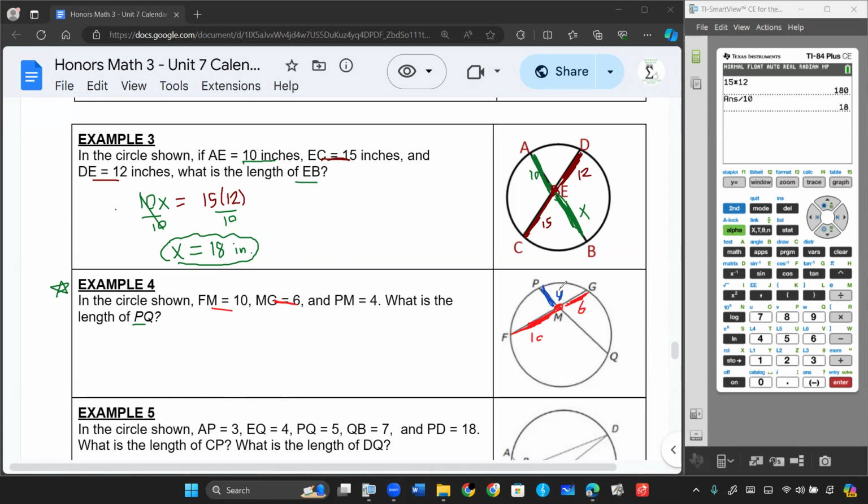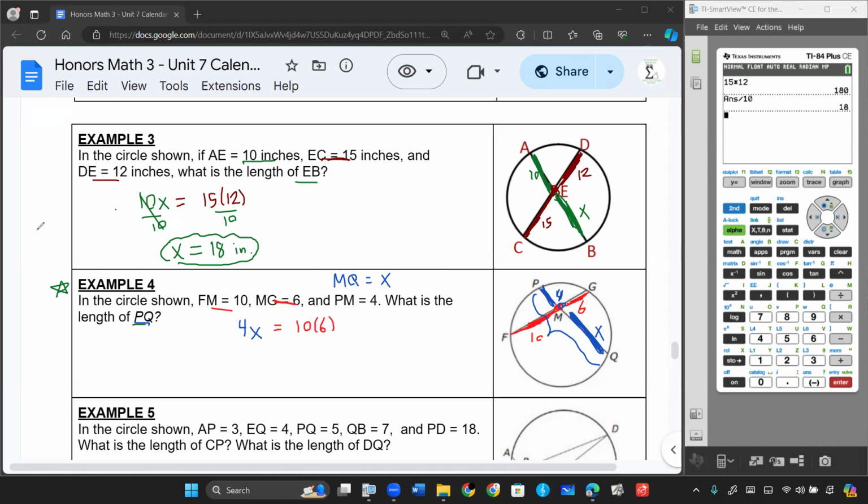We are asked to find PQ. Now, PQ is the whole chord. So we actually have to do a little preliminary solving before we can get it. What we need to solve for is MQ because that's the part of the chord that's going to multiply with the 4. So we're going to call MQ x. And what we're going to do is set up our equation, 4 times x, and set that equal to the 10 times 6 that we have.